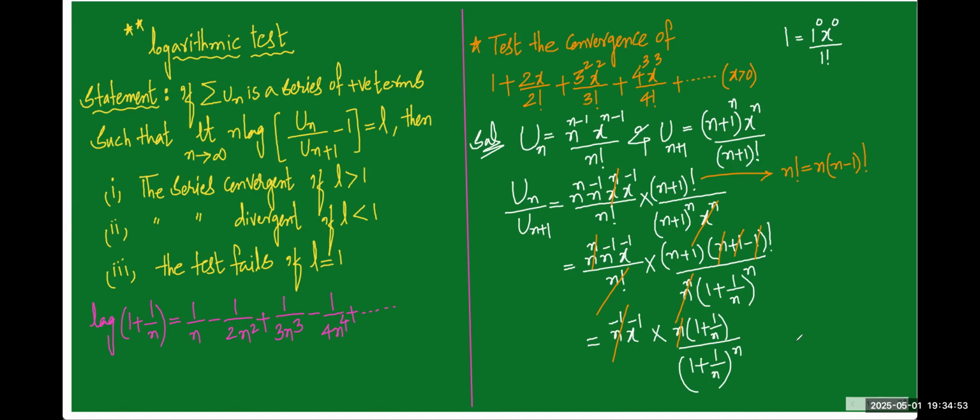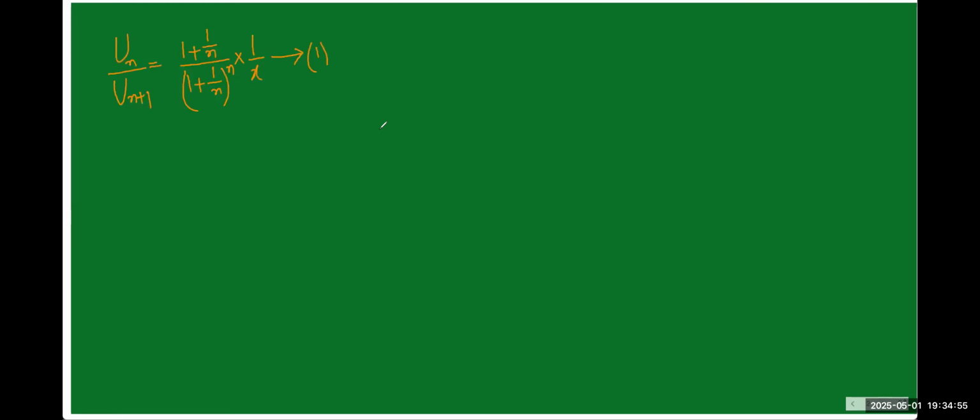Now I'm going to apply the limit. Taking limit n tends to infinity on both sides: limit n tends to infinity of un by un plus 1. And be careful that till now we are dealing with the ratio test only. 1 by x is a constant term. Take it out and apply the limit to the numerator individually, which is 1 plus 1 by n, and apply the limit individually to the denominator, limit n tends to infinity, 1 plus 1 by n whole power n.